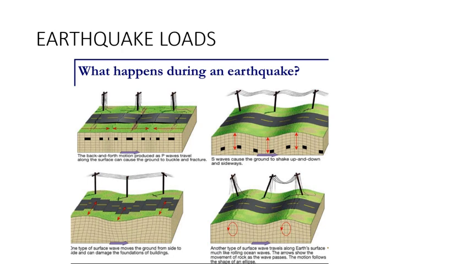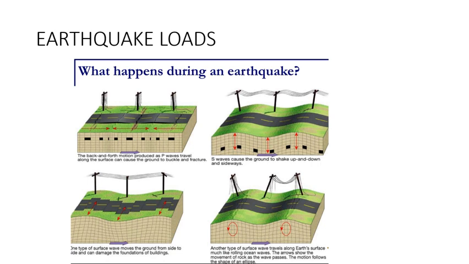And the third figure which we can see here is one type of surface wave that moves the ground from side to side and can damage the foundations of the buildings. See, your building is resting on the foundations. Once these earthquake waves hit the ground and affect your foundations, once the foundation fails, your total building collapses. So especially the third type of waves which we were discussing can damage the foundation of the buildings.